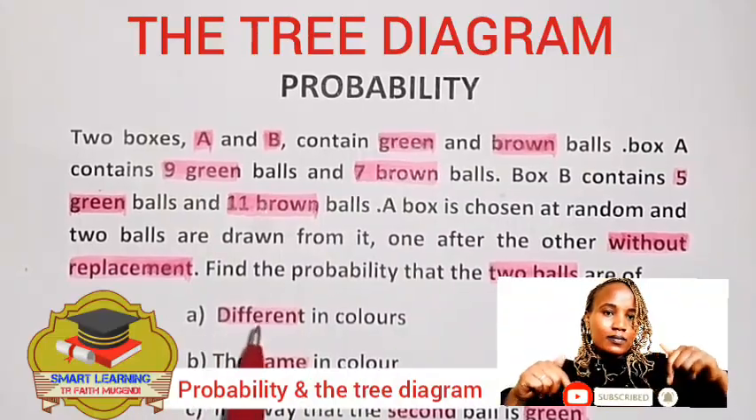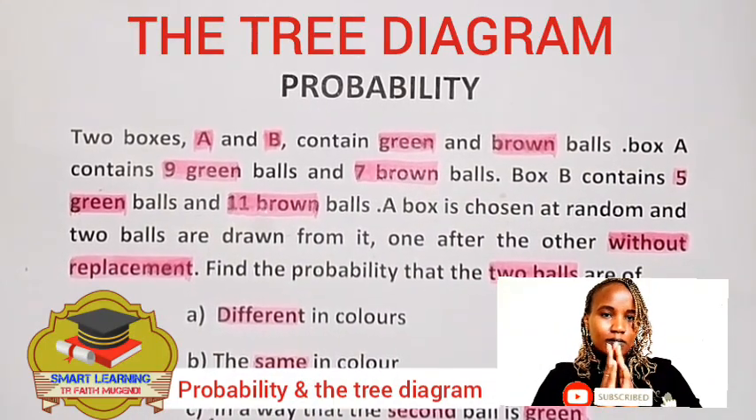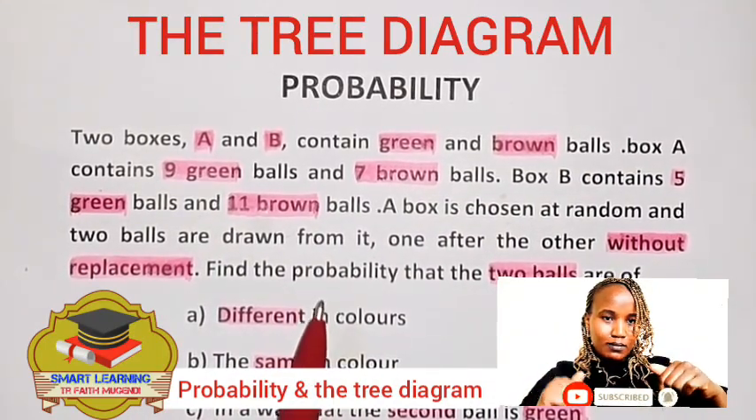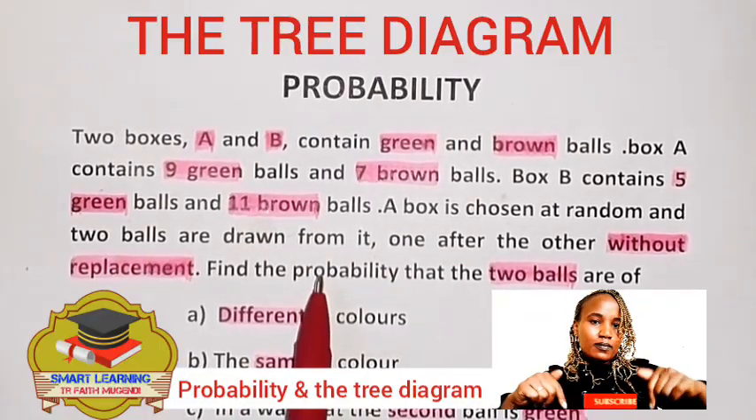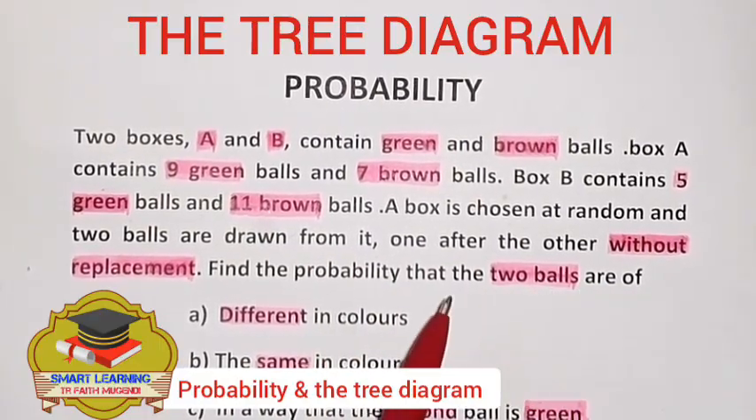We need to first of all draw a tree diagram. And for us to draw a tree diagram, we have first of all to investigate the number of experiments that we have to solve this problem.